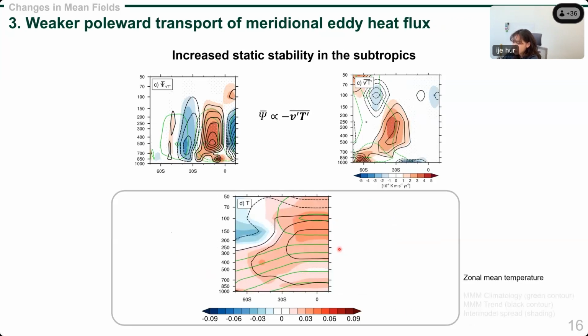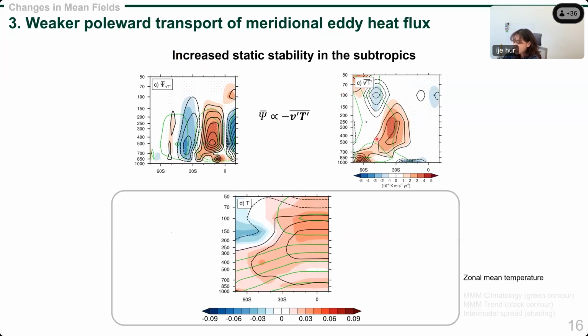And the last one is for the meridional eddy heat flux. This is the meridional eddy heat flux induced spread pattern as shown in shading. So it is due to the weak forward eddy heat flux trend.